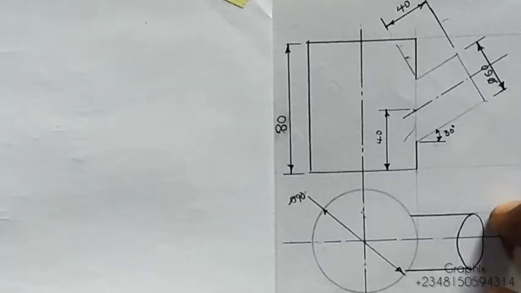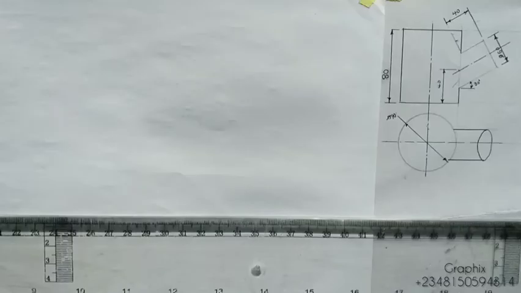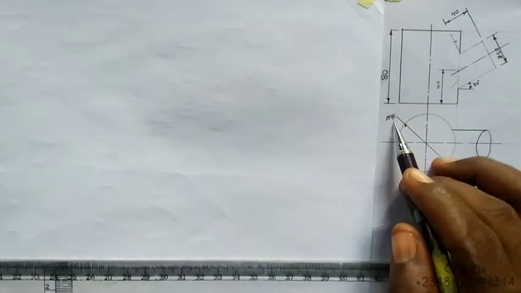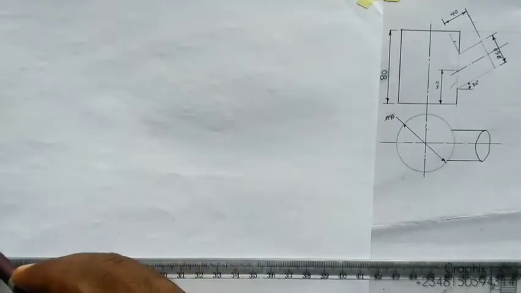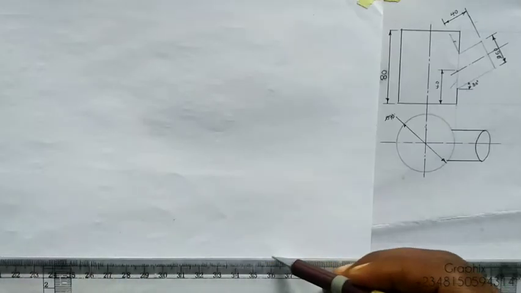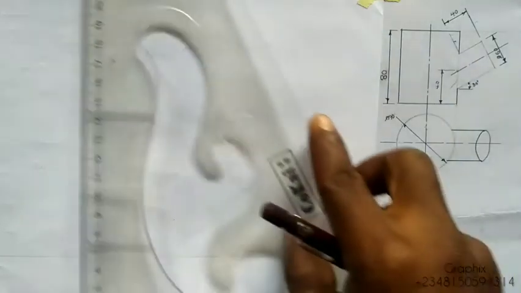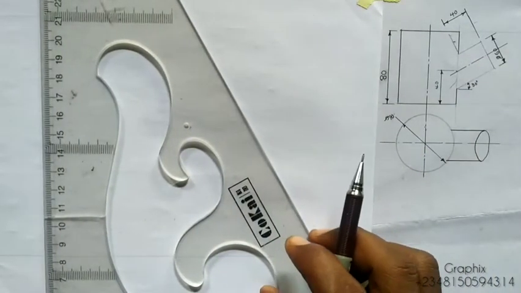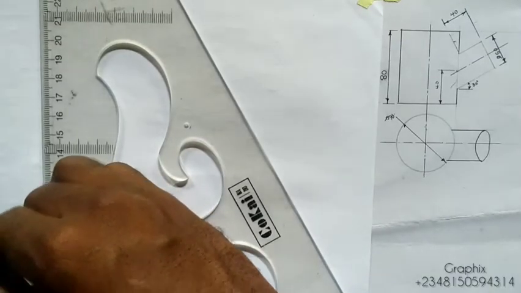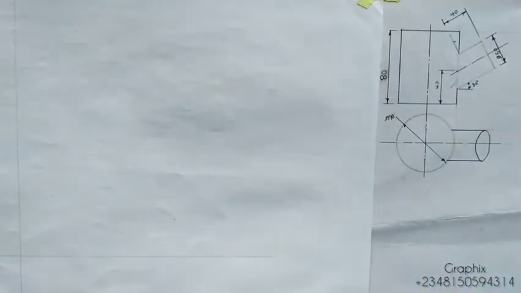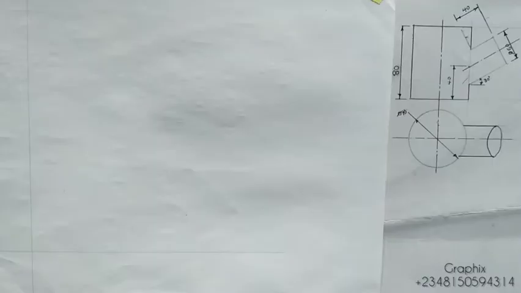You first of all start drawing from the plan. The diameter of the bigger circle here is given to be 90. So what I will do is I will just draw my horizontal line this way, right? And I'm going to draw my vertical line also this way. In doing that, they are meeting at this point here.